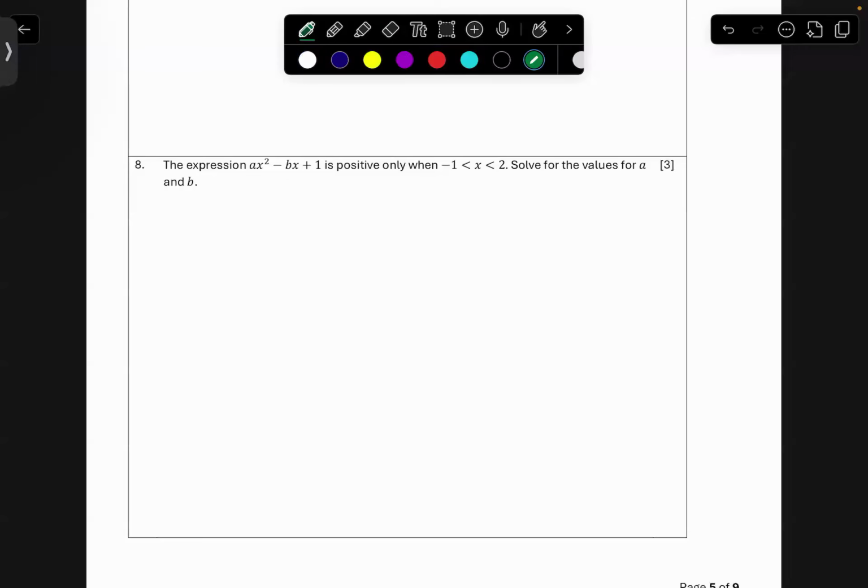Now let's look at question 8. Question 8 is a reverse sort of question, but we need to understand the topic back and forth. So this question shouldn't be much of a problem if you understand the topic well enough.